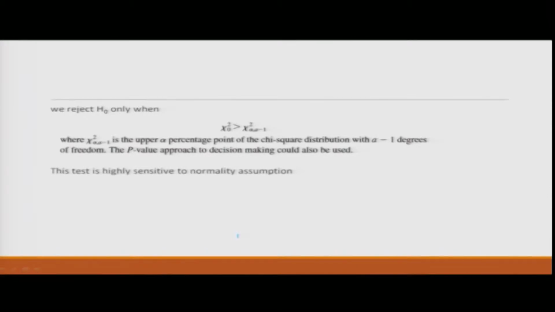We reject H naught only when the value lies on the left hand side, or on the right hand side, depending on how you are understanding it. We reject H naught if chi square null is greater than chi square alpha comma a minus 1, which is the upper alpha percentage point of the chi square distribution with a minus 1 degrees of freedom. The p value approach to decision making could also be used. This test is highly sensitive to the normality assumption, or else it does not hold.